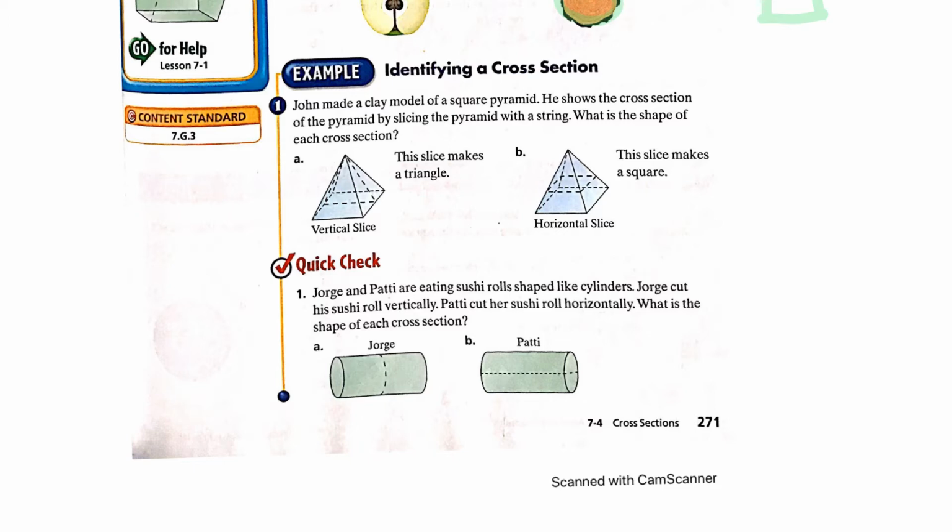So when he did this, let's erase that yellow, it was a vertical slice. So if it went down, and I think it was like this way, see this right here, the slice made a triangle. But then when he did a horizontal slice, so right through the middle, the slice makes a square.